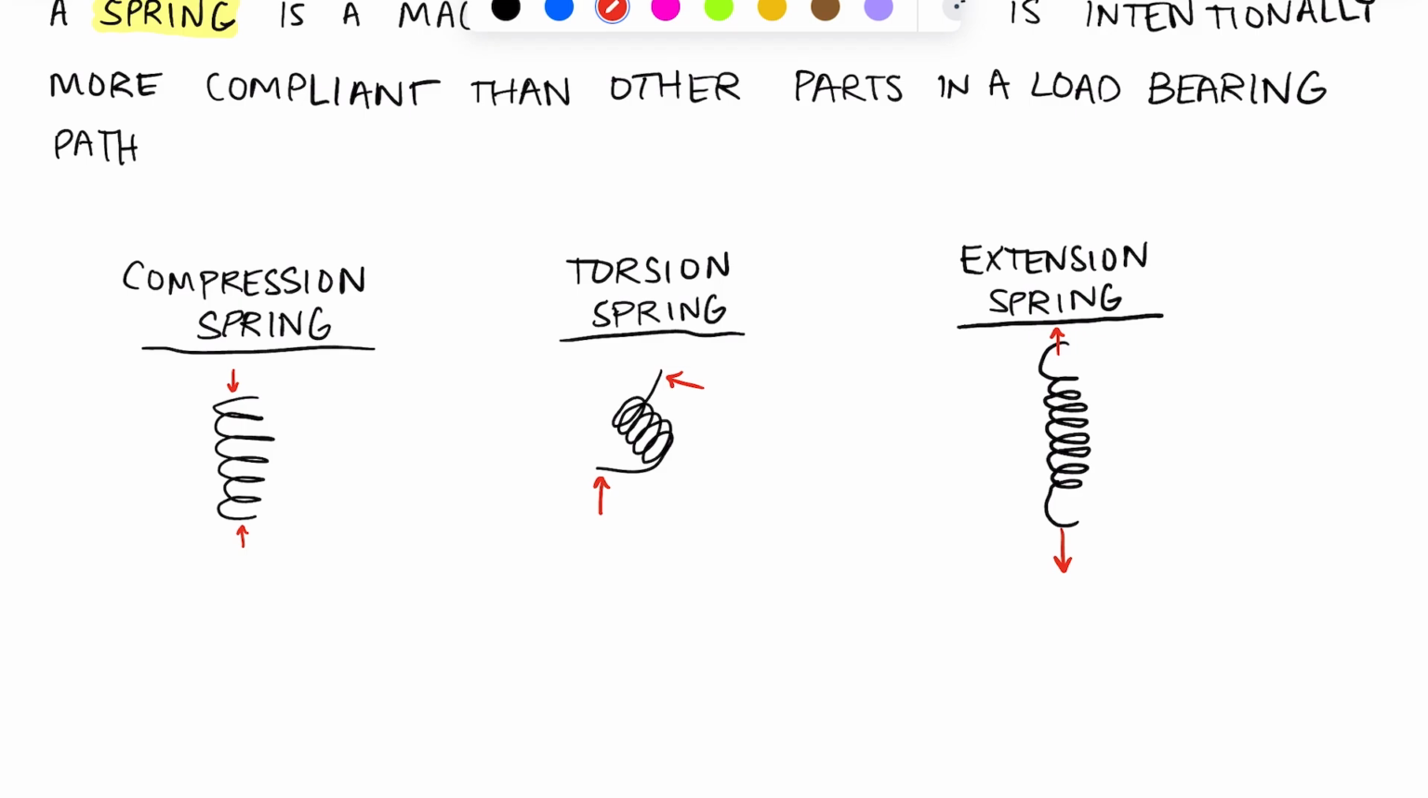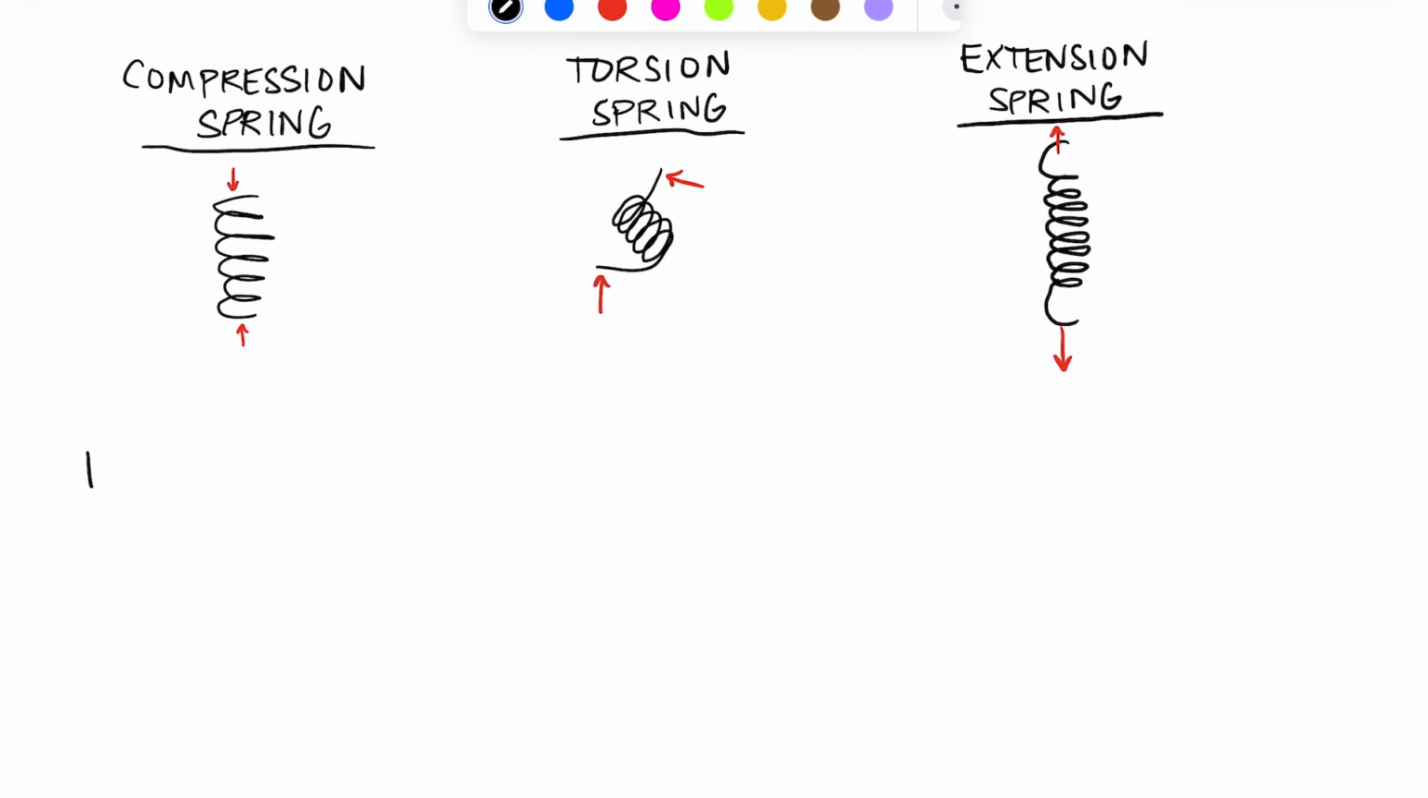So these springs are providing a push or a pull or a twist in order to store or absorb energy. And to determine how much of a push or a pull these springs are going to exhibit, we measure something called the spring rate, which is denoted with a lowercase letter k.